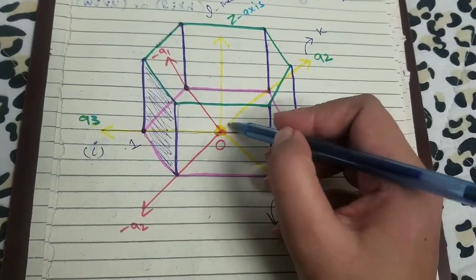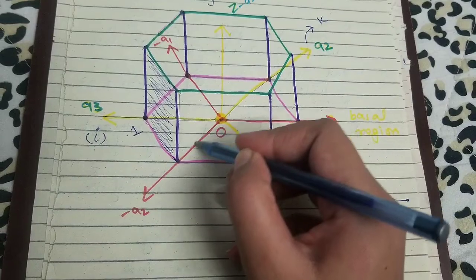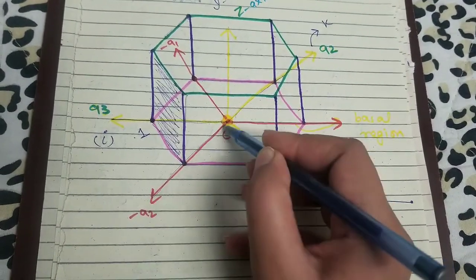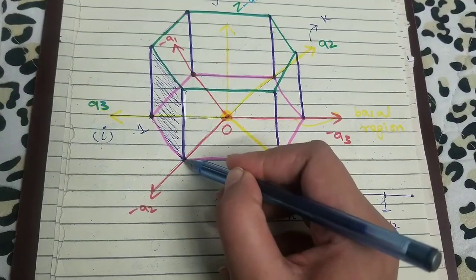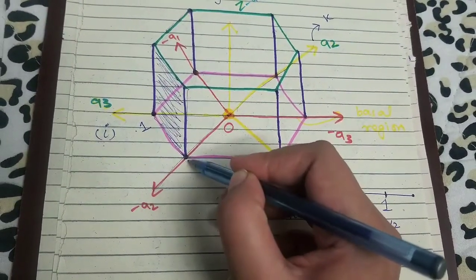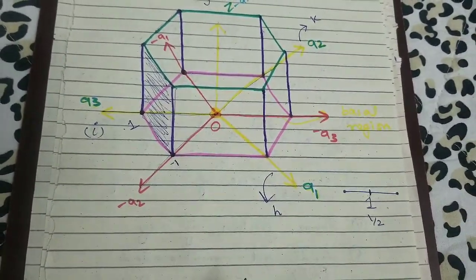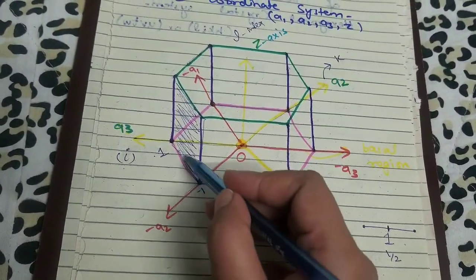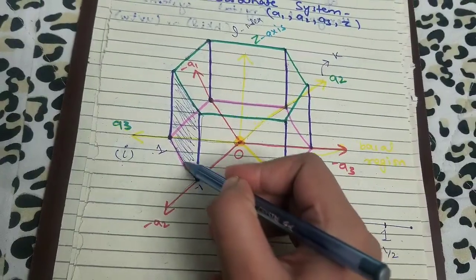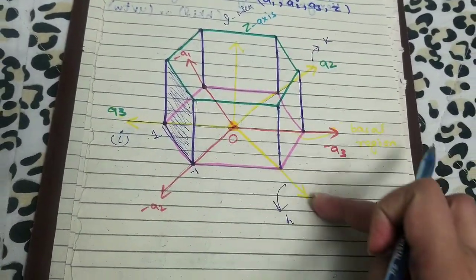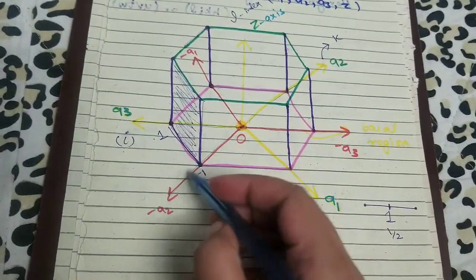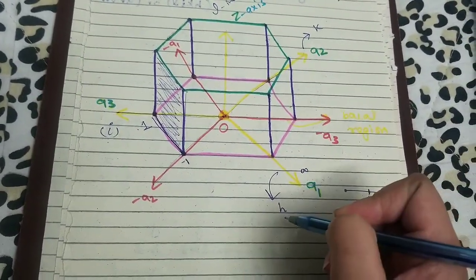And here is the positive A2 axis, and here is the negative A2 axis, and the plane is intersecting the A2 axis at this point in the negative direction. So its intercept will be taken as -1, since it lies at the corner of the unit cell. We can also see the boundary lines here. This boundary line is parallel to the A1 axis, which is why its intercept will be taken as infinity.